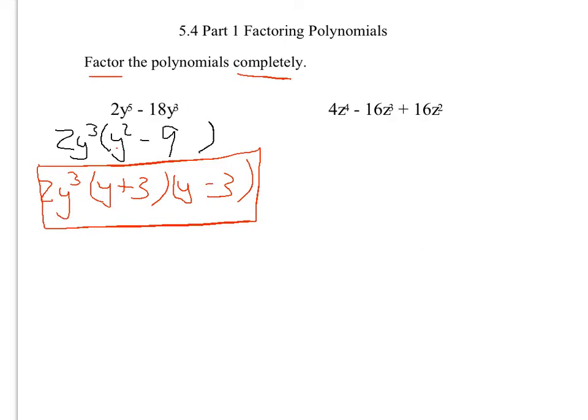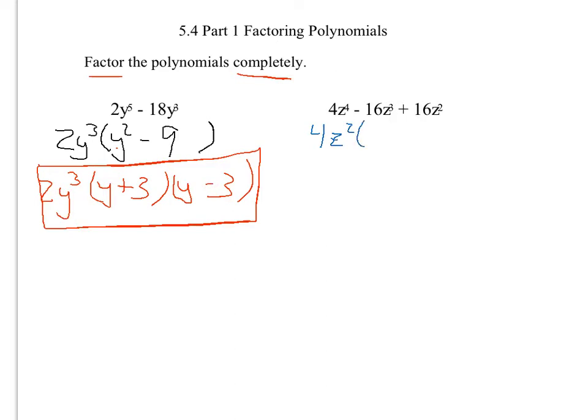The next one, 4z to the fourth minus 16z to the third plus 16z squared. Again, we want to focus first on those coefficients, 4, 16, and 16. We know that they're all divisible by 4, so we can take a 4 out of all that. Now we look at the variables, z to the fourth, z to the third, z to the second. So we can pull a z to the second out of everything, and that's as high as we can go.